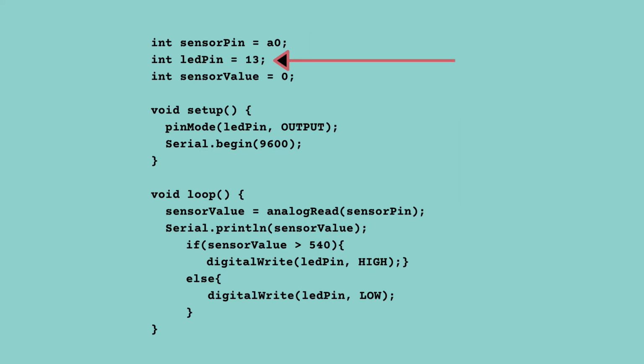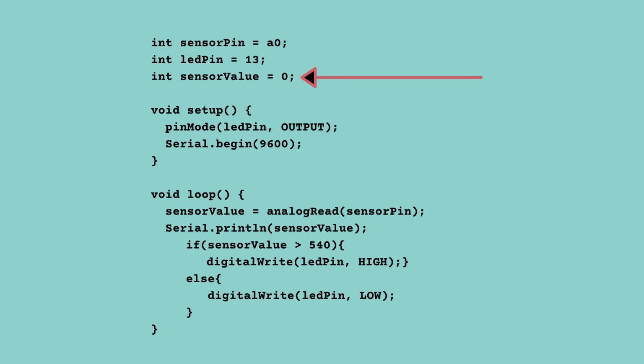Next, we declare the LED pin. Just like the sensor pin, this is the pin on the Arduino where the input for the LED is attached. In my case, it is pin 13, but if you have a different pin, again, change that value to reflect the name of that pin.